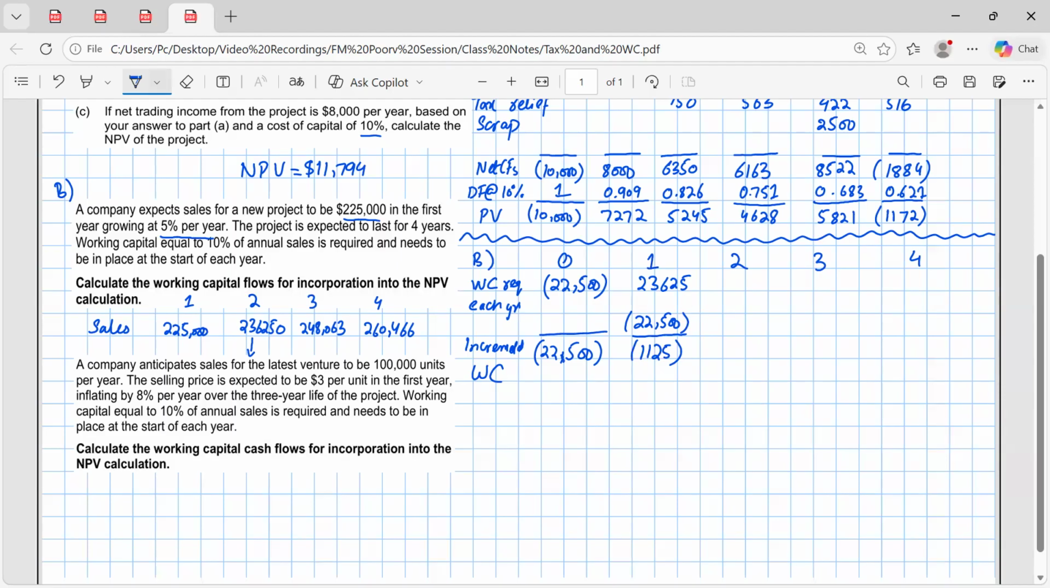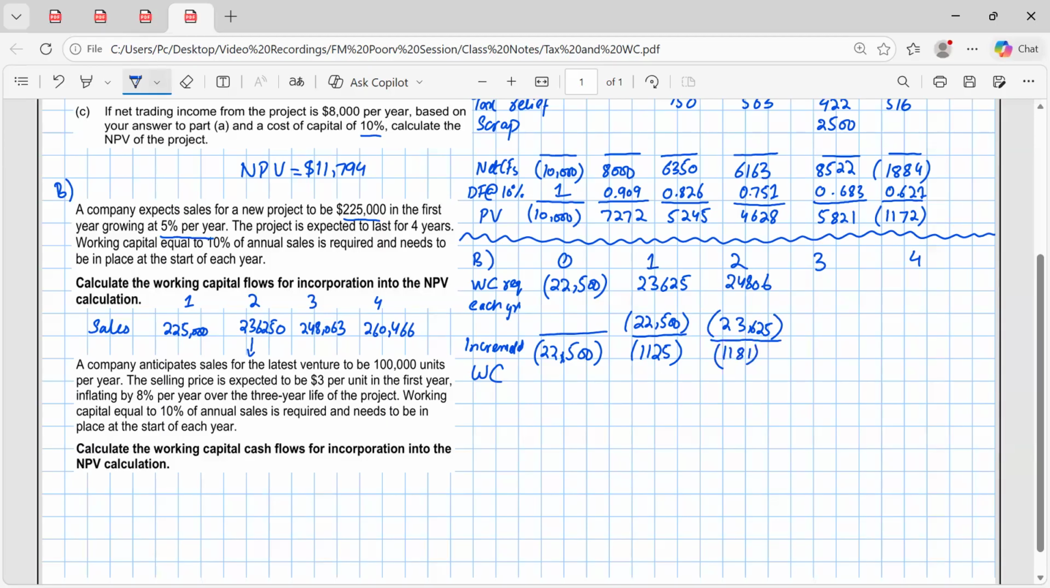So don't get confused that if my answer is positive, it will be positive. No, that is the working capital. Working capital means investment, which means cash outflow. What will be the requirement for year two? 24,806. How much will you recover? 23,625. So what is the additional that you need to put in year two? 1,181.